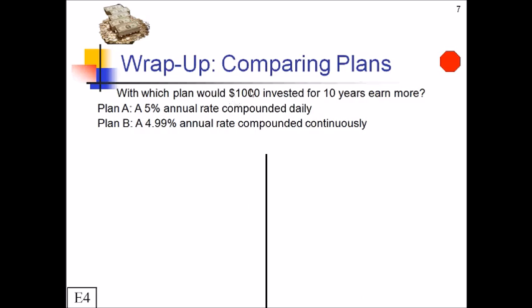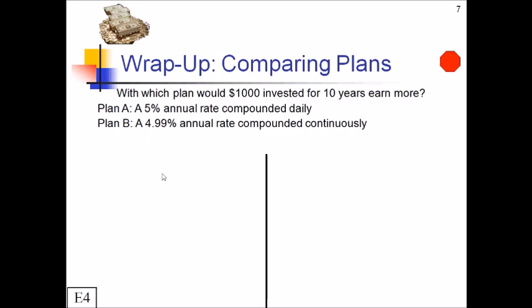But here's another example. Let's say we have $1,000 invested for 10 years, and we have a choice of two plans. Plan A is 5% compounded daily, and then Plan B is 4.99% compounded continuously. Can continuous compounding beat daily compounding at a lower interest rate? Pause the video and calculate the amount of money you would have using both of these plans.